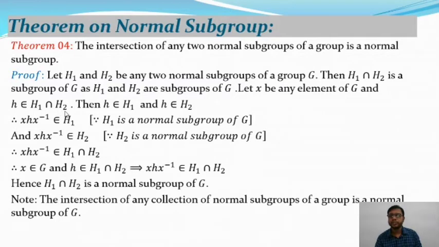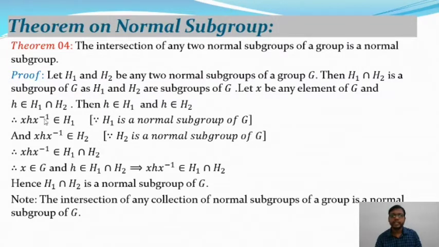Now let x be any element of G and h be an element that belongs to H1 intersection H2. So if h belongs to H1 intersection H2, then from this we'll get h belongs to H1 and h belongs to H2. And you know that H1 and H2 both are normal subgroups of G. Then from the properties of a normal subgroup, or from the first theorem on a normal subgroup, we have x h x inverse belongs to H1, as well as x h x inverse belongs to H2, where H1 and H2 are normal subgroups of G.